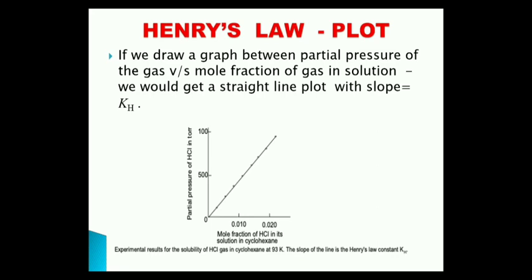So this is an experimental result. This plot is an experimental result for solubility of HCl gas in cyclohexane at 293 Kelvin. So this plot is at a fixed temperature, that is 293 Kelvin, where HCl gas solubility is seen in cyclohexane. And we are seeing the slope of the graph gives Henry's constant, that is KH. So the slope of the graph gives us the KH value, and this is a straight line plot, a linear plot, since it's Henry's plot.